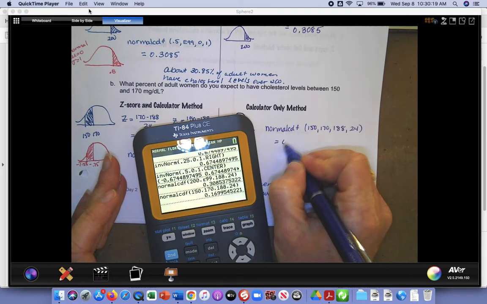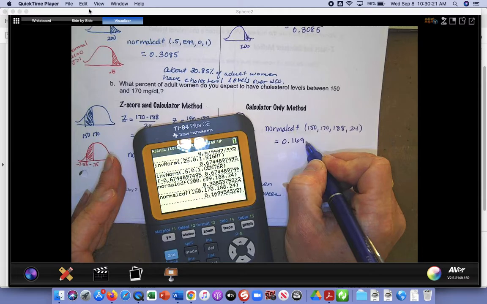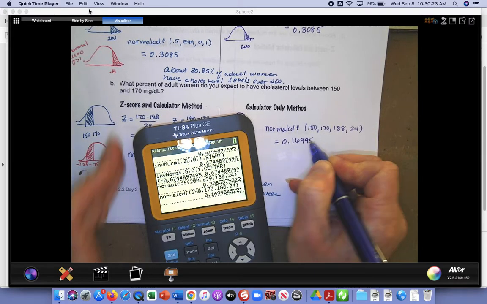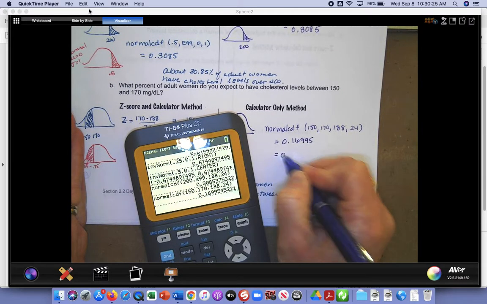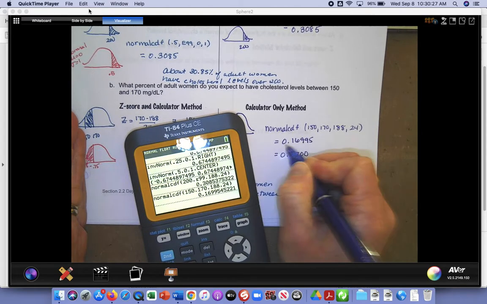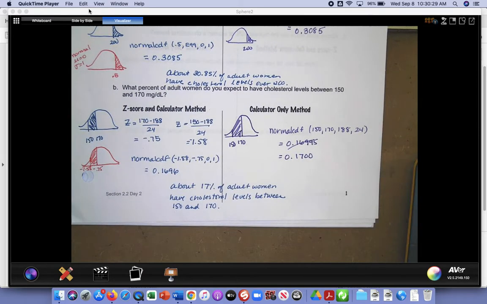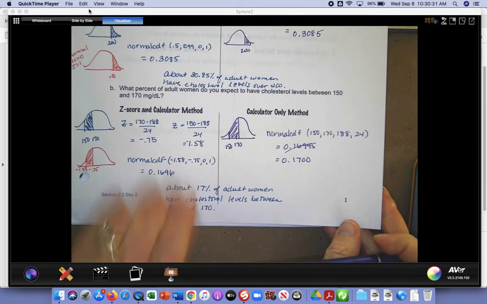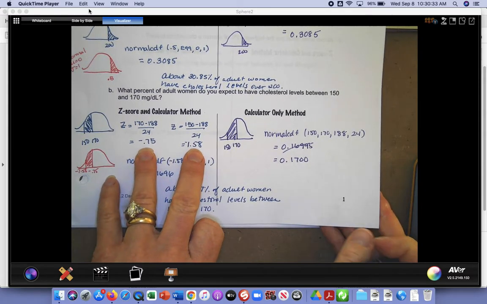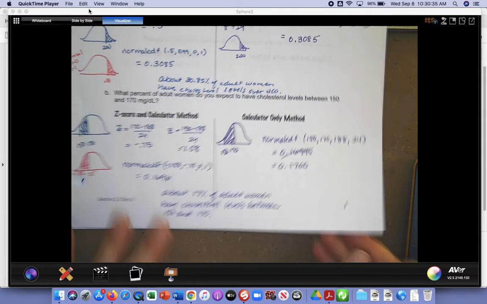Again, you're getting that same answer. Oh, this is like 995, so we're going to round it to that. Okay, so you're getting that same answer there, slightly more exact because I didn't even round. Here I had to round. I didn't round anything there. Okay.